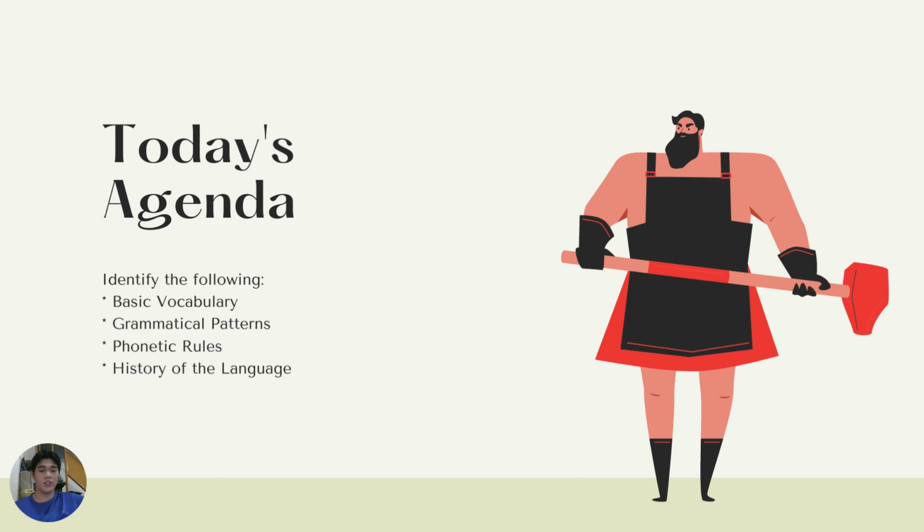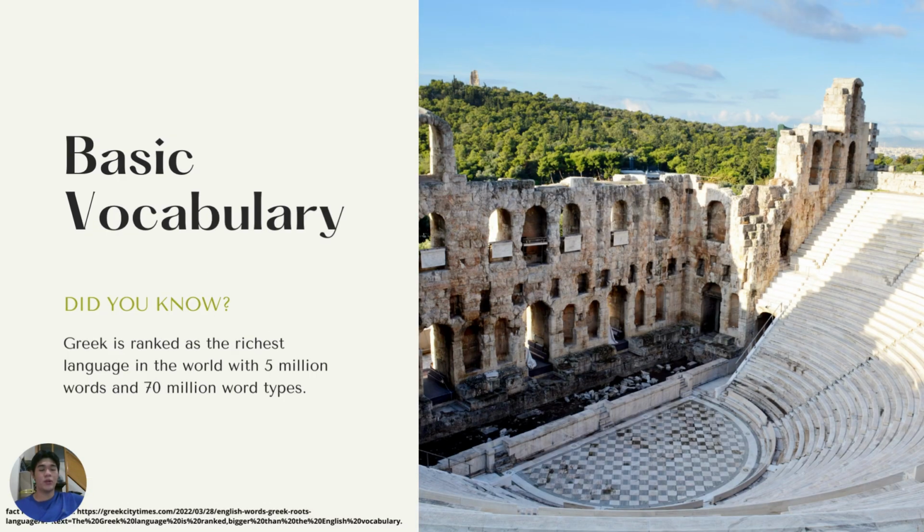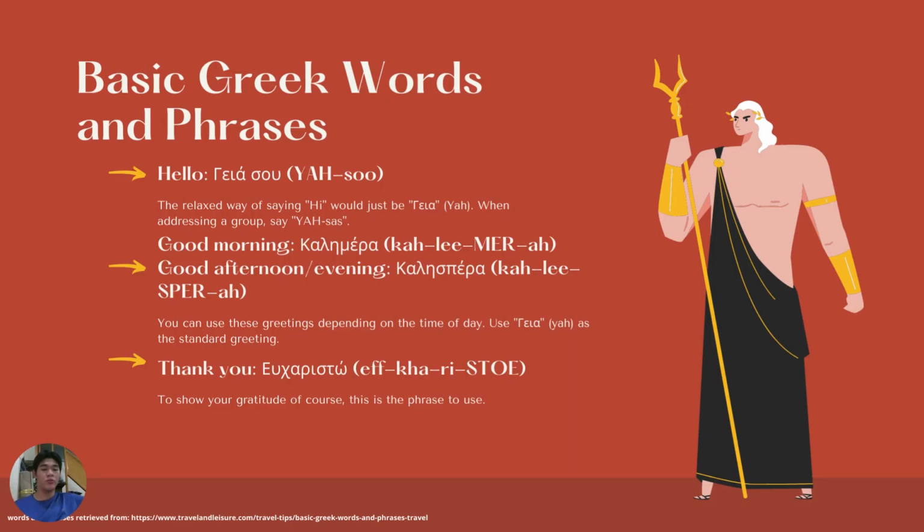So, for today's agenda, we will try to identify the basic vocabulary, grammatical patterns, phonetic rules, and the history of the language. For the basic vocabulary, I want to start off with a fact. Did you know that Greek is ranked as the richest language in the world with 5 million words and 70 million word types?